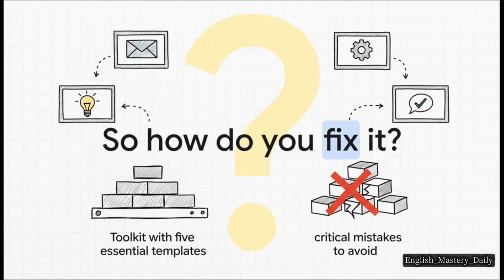Okay, so if that direct translation is the problem, what's the solution? How do we fix it and start sounding more natural? It really comes down to having the right game plan and the right tools. So here's what we're going to do. First, we're going to lay out a super simple foundation for any email. Then, we're going to fill your toolkit with 5 essential templates for common situations. And finally, we'll go over the big mistakes you've got to avoid. So, let's start with that foundation.